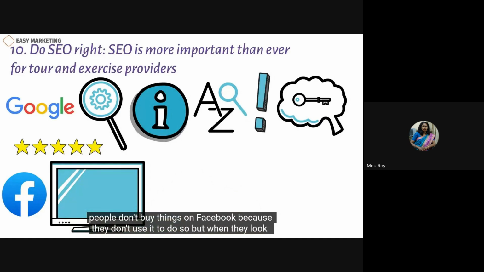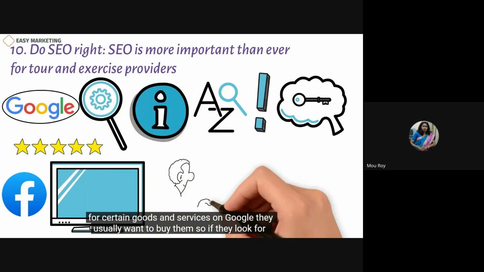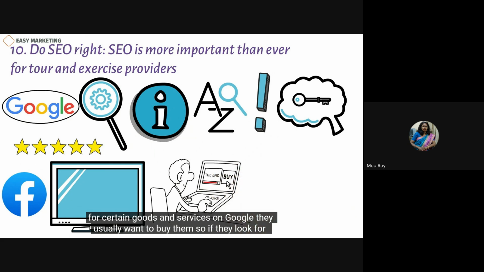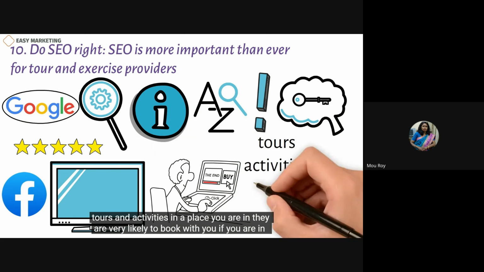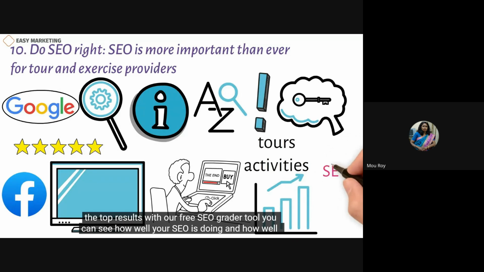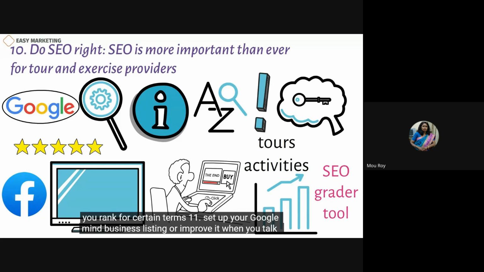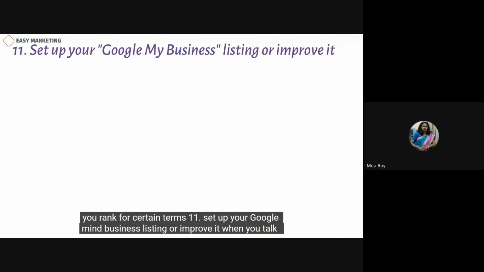People don't buy things on Facebook because they don't use it to do so, but when they look for certain goods and services on Google, they usually want to buy them. So, if they look for tours and activities in a place you are in, they are very likely to book with you if you are in the top results. With our free SEO Grader tool, you can see how well your SEO is doing and how well you rank for certain terms.